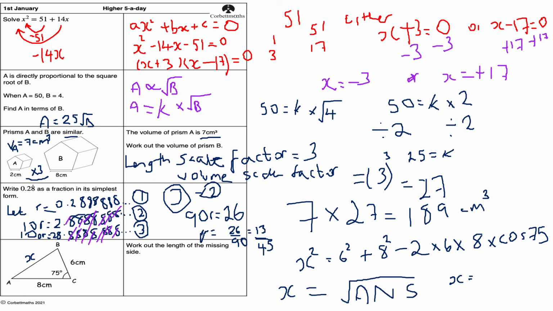we get a length of 3.39 centimeters to 2 decimal places. So x is equal to 3.39 centimeters. And that would be my answer for this question.